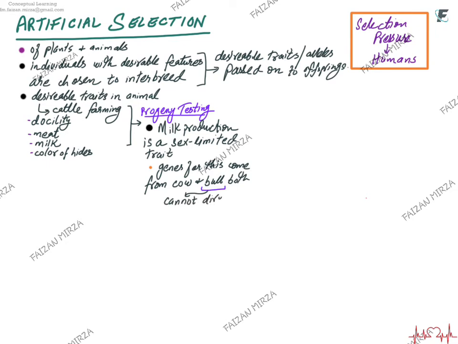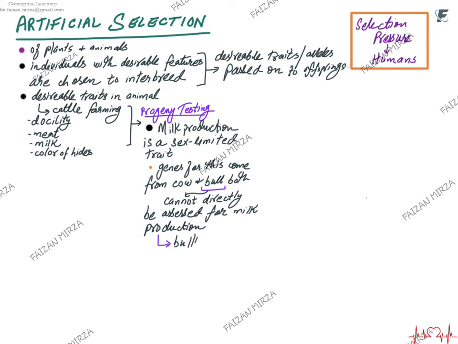So genes for this come from cow and bull both. But a bull cannot be directly assessed for milk production, since bulls do not have effective mammary glands for the production of milk. So you cannot assess a bull for its milk quality, although the alleles will be there in the bull. So the offspring will have the allele combination from the mother cow and from the father bull. But since we cannot test a bull for that particular trait, it's difficult here.